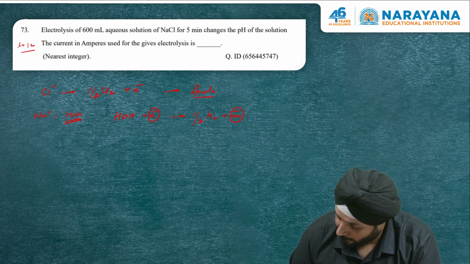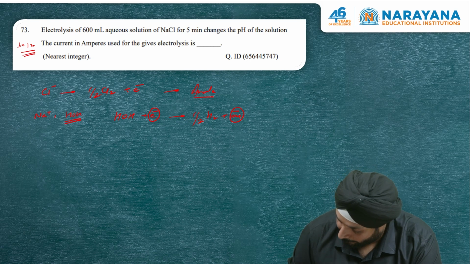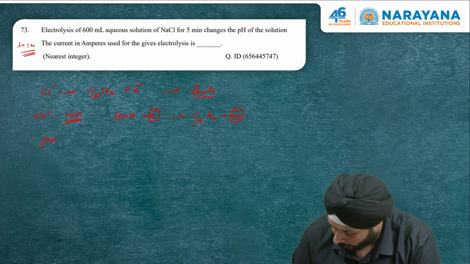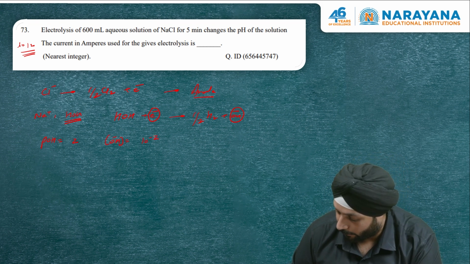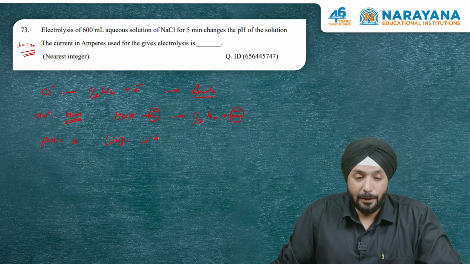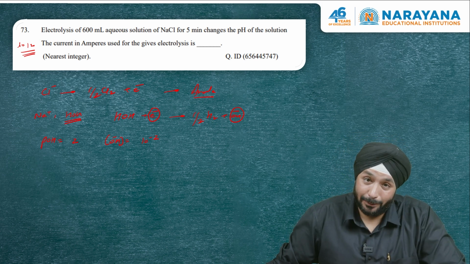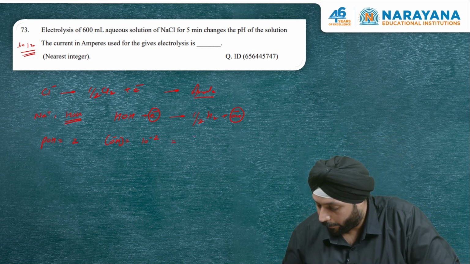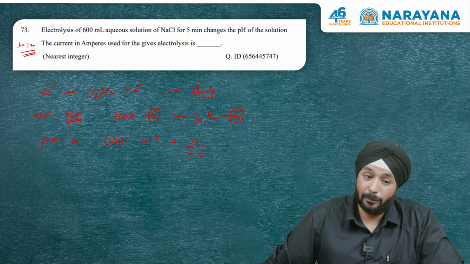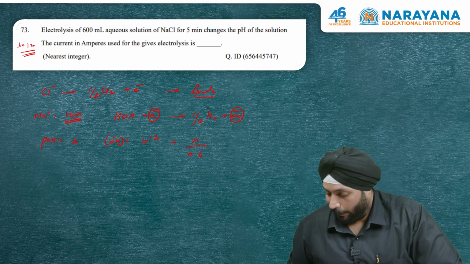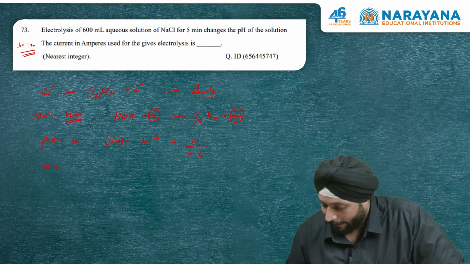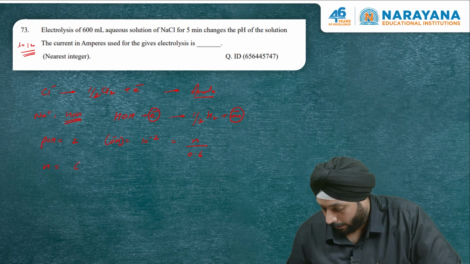And the pH is 12, that means pOH should be equal to 2, and OH minus final concentration which we want is 10 to the power minus 2 according to the question. So I want final concentration of OH minus 10 to the minus 2, which is equal to number of moles of OH minus divided by volume of solution in liter, and volume of solution is given as 600 ml. So volume of solution in liter is 0.6. So number of moles of OH minus which we will get is 6 into 10 to the minus 3.